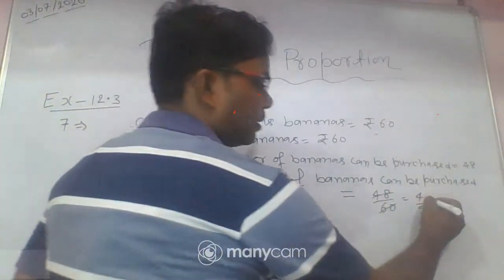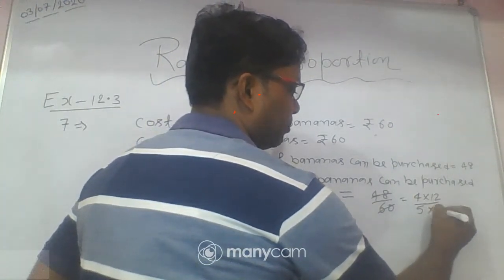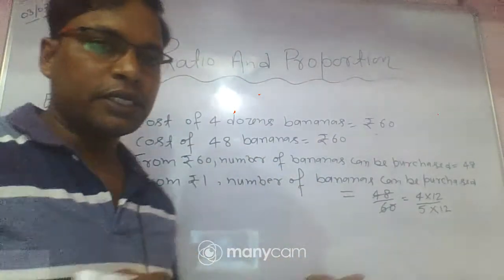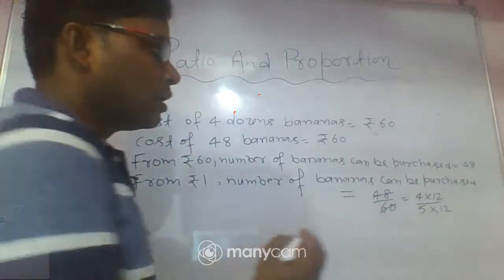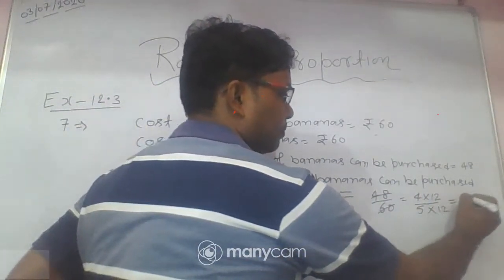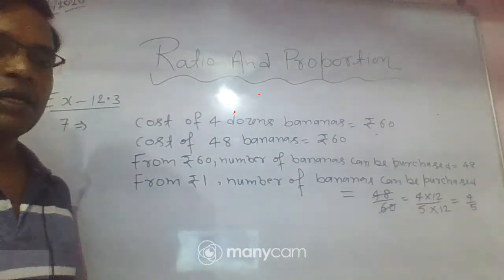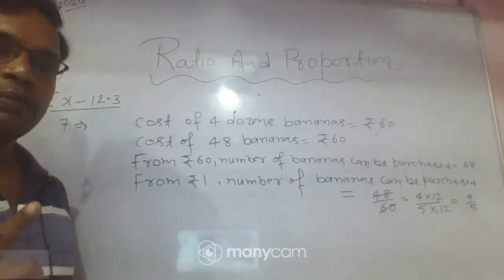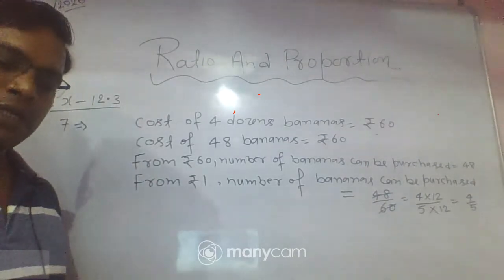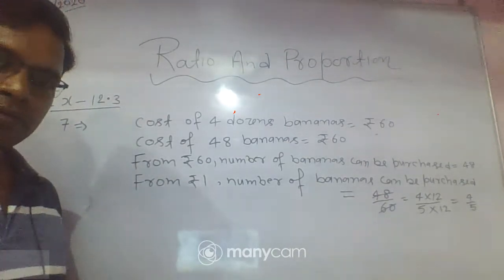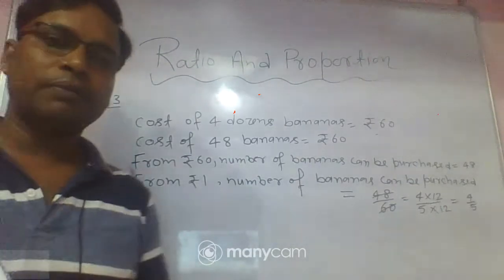Okay, you can write it: 4 fives are 12... 4 twelves are 48 and 5 twelves are 60. You can also write it like this: 4 into 12 over 5 into 12. So you can see here in both numerator and denominator 12 is common, so it will be cancelled, and you can write here 4 by 5. 4 by 5 is the number of bananas you can purchase in 1 rupee. How many bananas can we purchase in 1 rupee? 4 by 5 bananas. Clear?